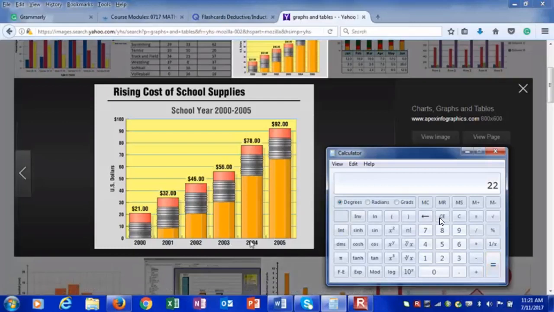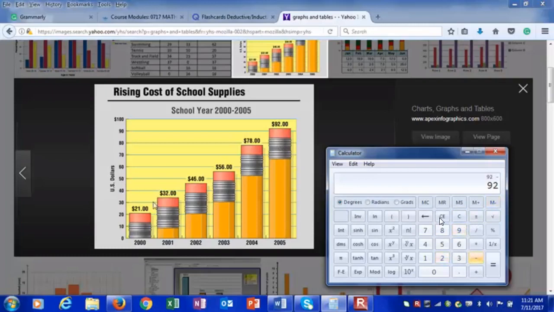And now let's do between 2004 and 2005. It's gone from 78 to 92. So let's subtract 78 from 92. That's an increase of $14. Okay? Now let's look at the price chart as a whole. How much increase have we experienced between 2000 and 2005? Well, we start off with the largest amount, which is 92.